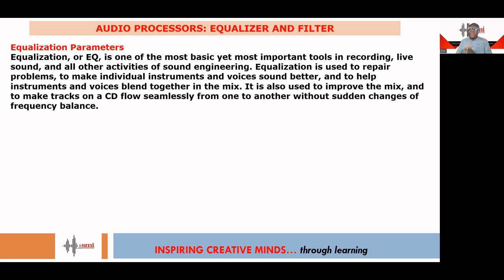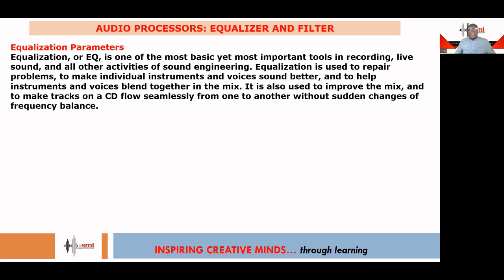It is also used to improve the mix and to make tracks on a CD flow seamlessly from one to another without sudden changes in the frequency balance. Understand? So we use equalizers in different stages of audio production. In recording, you use it for what we call program equalization, to make sure that every instrument retains its identity and they are not clashing. In the mix, they use it to separate clashing frequencies. That is what we call adaptive equalization.